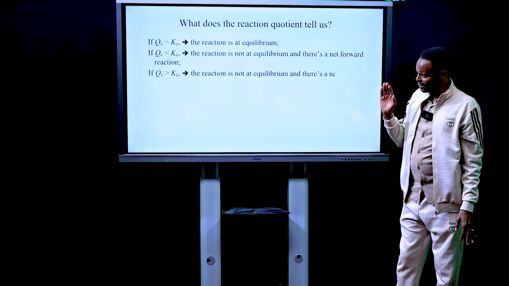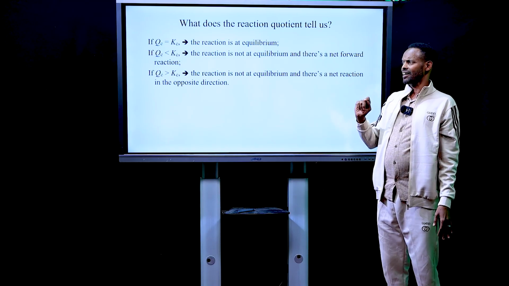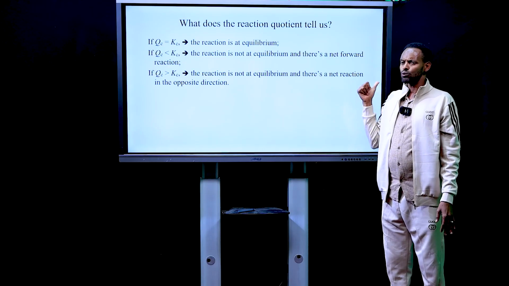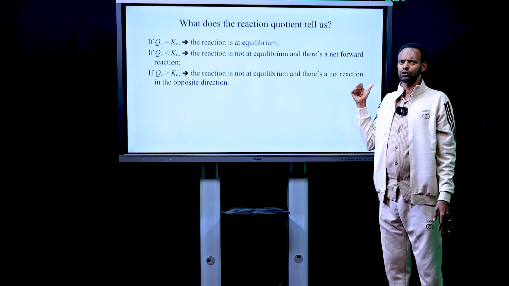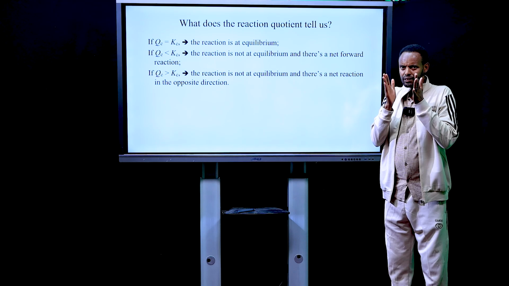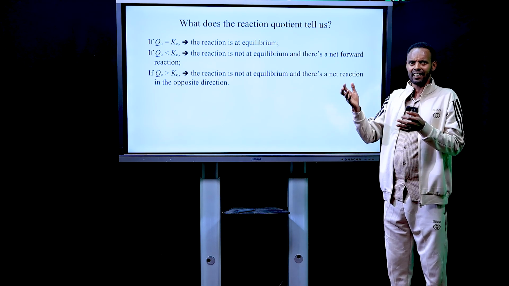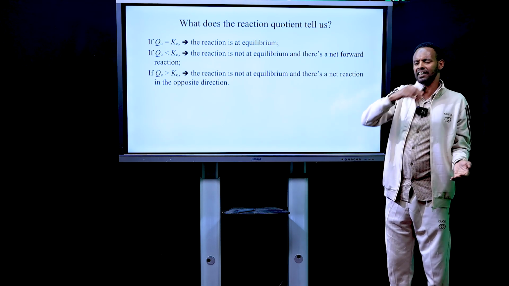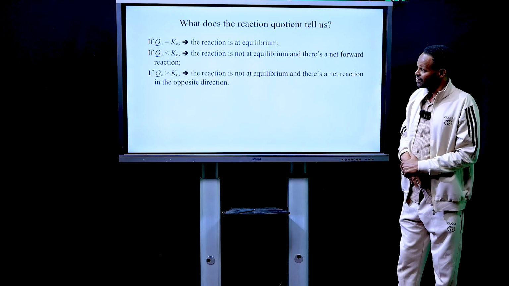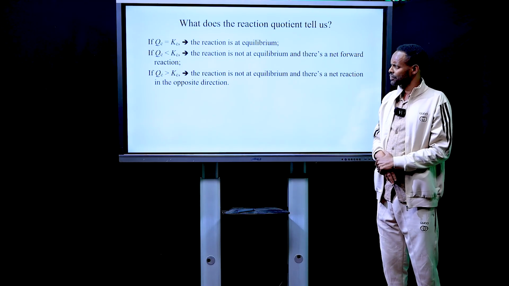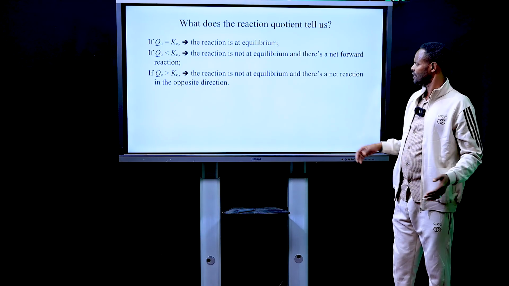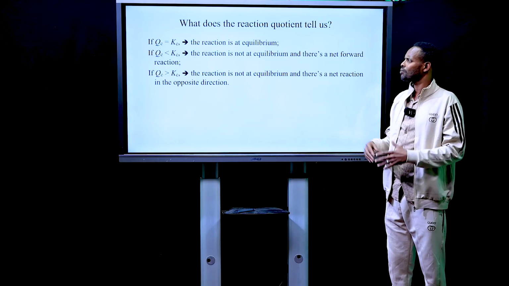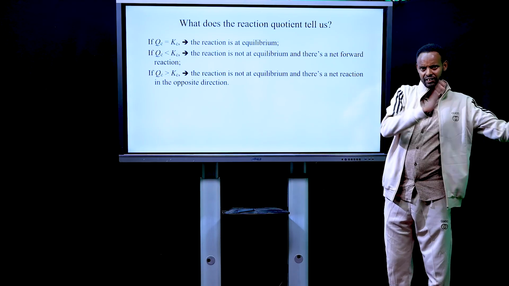If QC is greater than KC, it means there are many products, and the reaction indicates it is going back, that decomposition occurs, so some of the products formed must return to the reactants. If QC is greater than KC, the reaction is not at equilibrium and there is a net reaction in the opposite direction, that means the reverse direction.